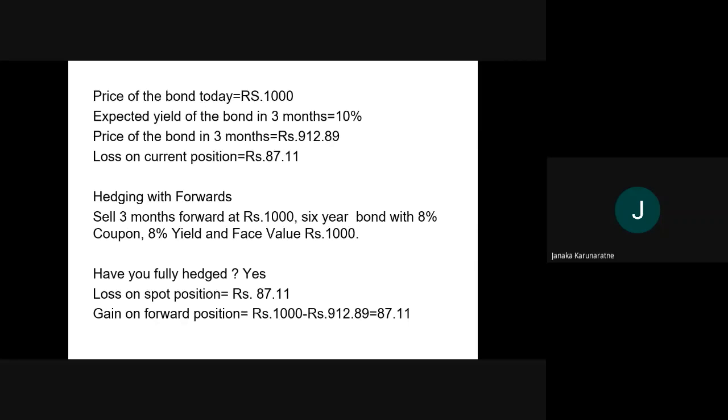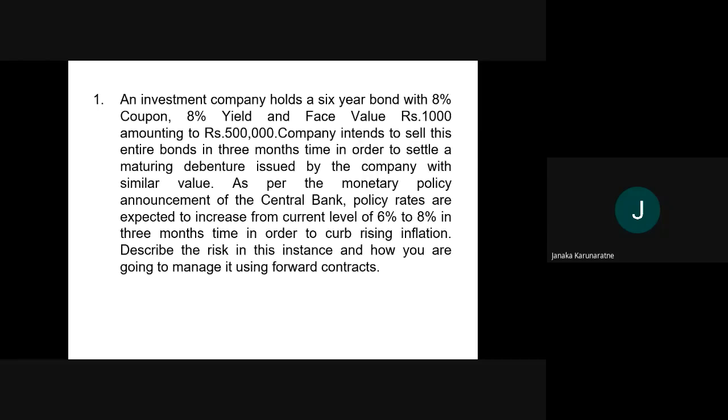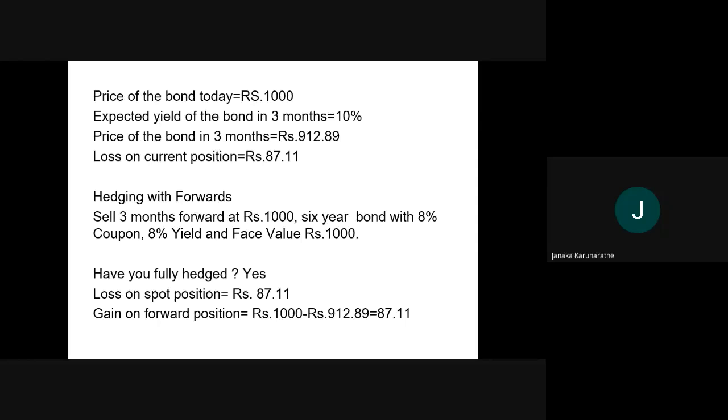Let's look at it. The price of the bond today is 1,000 because your interest rate and the coupon are the same. Let's say the interest rate rises from 8% to 10%. Using the price formula we did in the previous sessions, the price of the bond in 3 months' time is 912.89. So you will incur a loss in the cash market of 87.11 rupees.